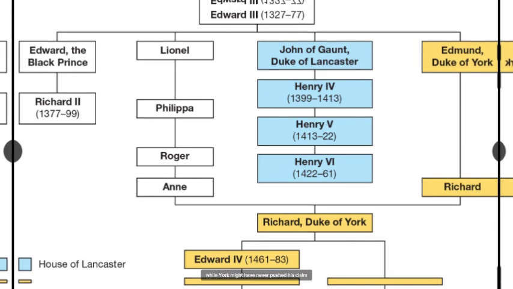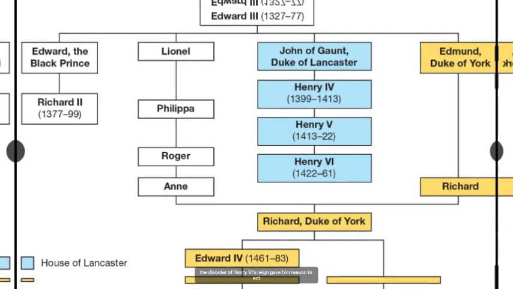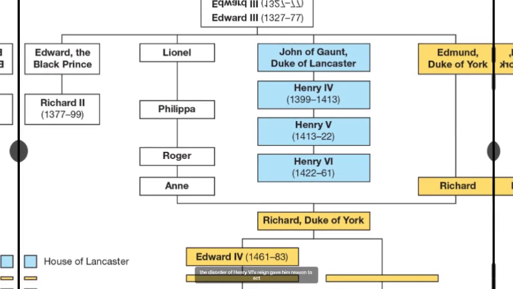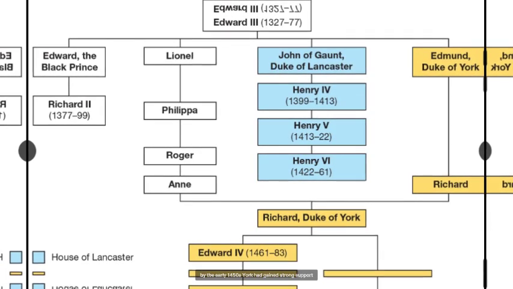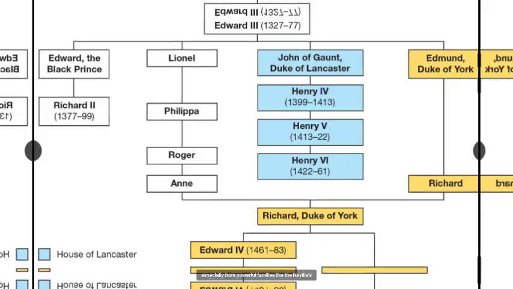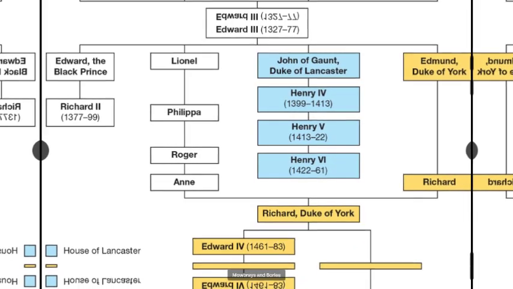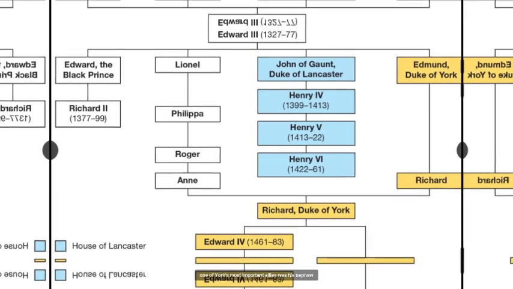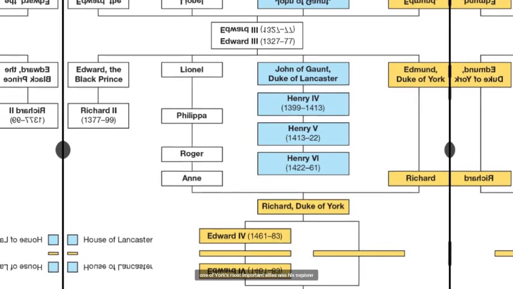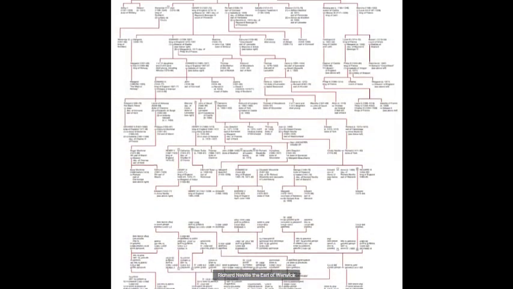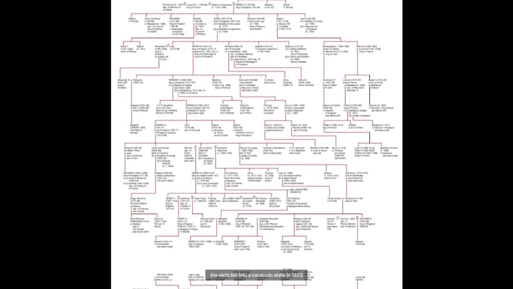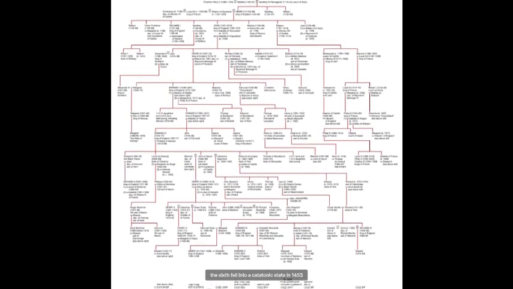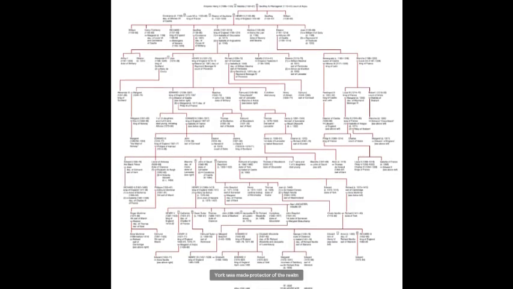While York might have never pushed his claim under stable rule, the disorder of Henry VI's reign gave him reason to act. By the early 1450s, York had gained strong support, especially from powerful families like the Nevilles, Mowbrays, and Bourchiers. One of York's most important allies was his nephew, Richard Neville, the Earl of Warwick, later known as the Kingmaker. When Henry VI fell into a catatonic state in 1453, York was made protector of the realm.